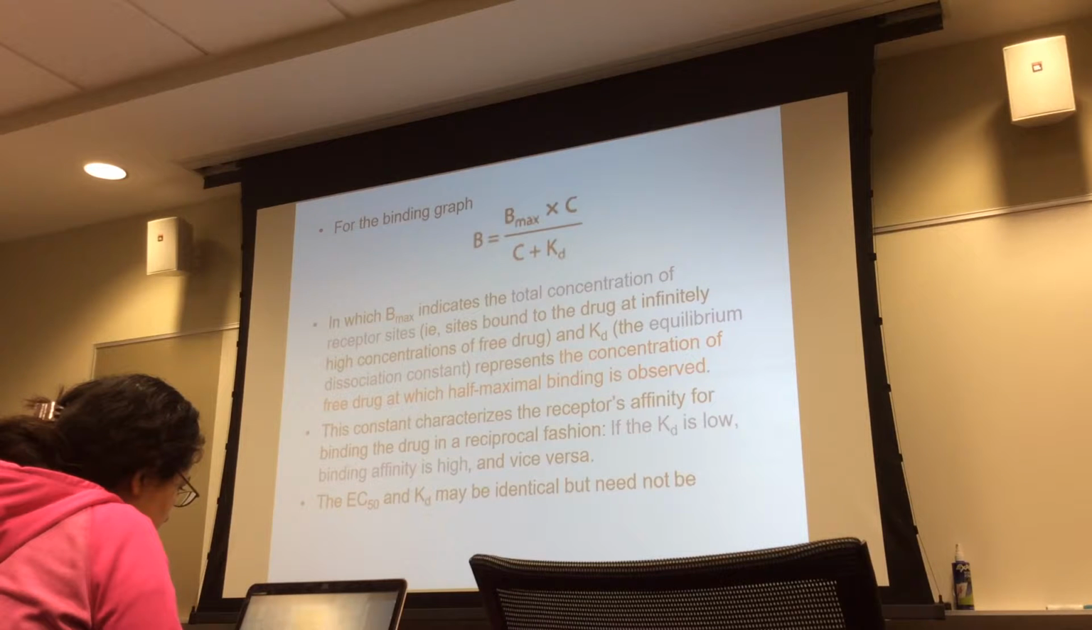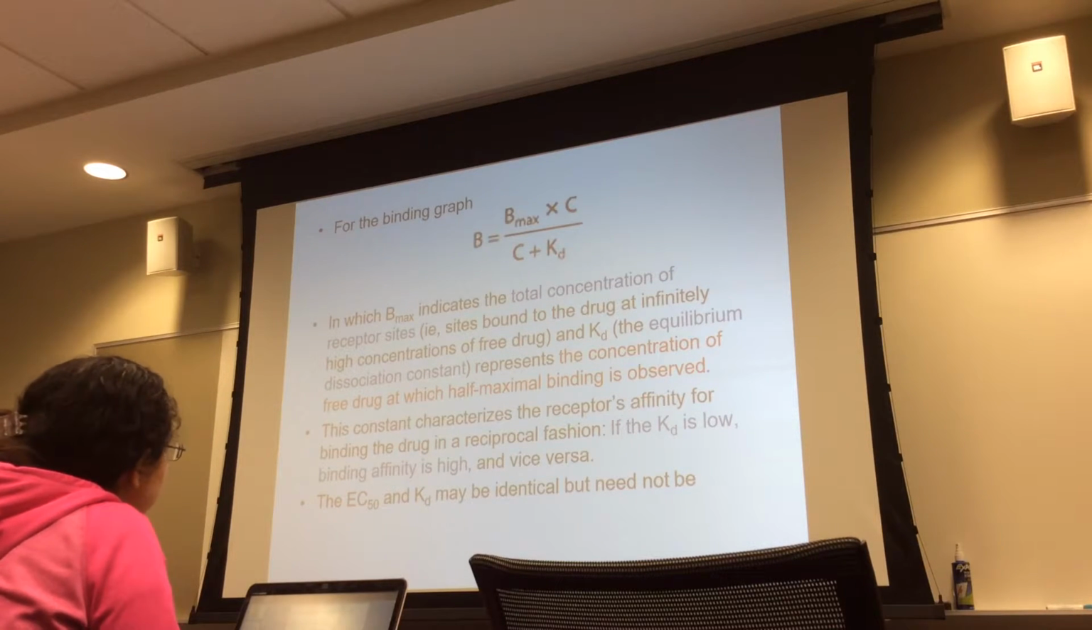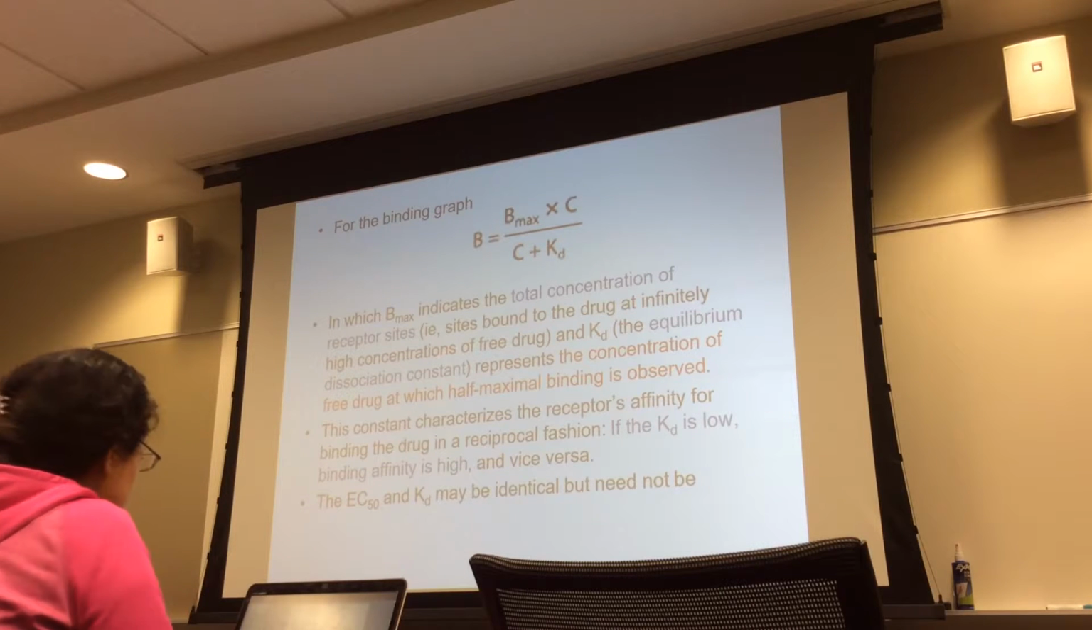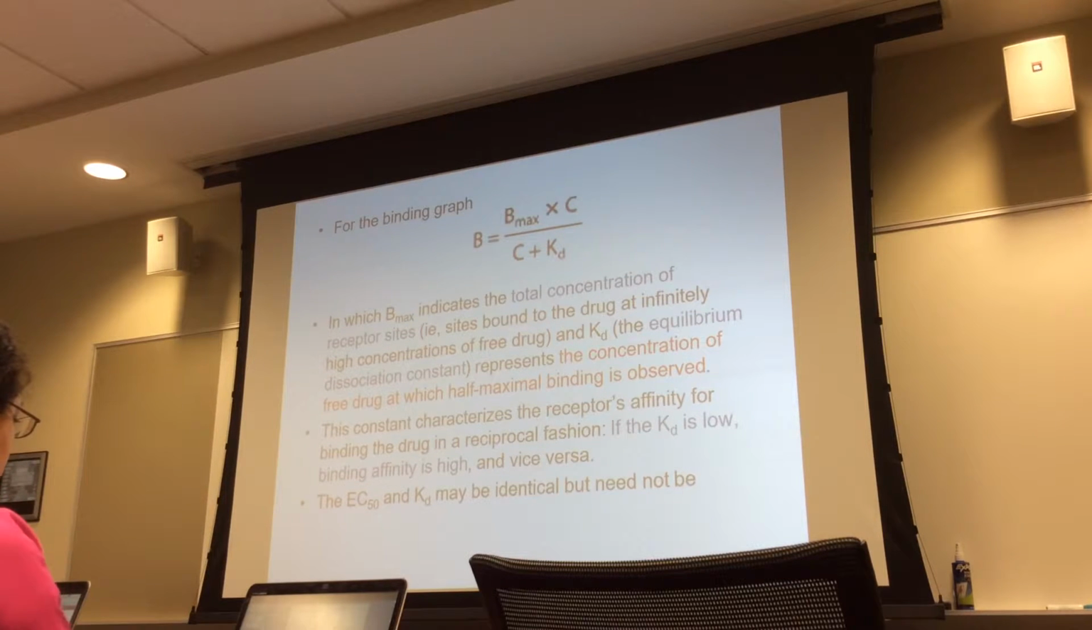Okay? For the binding, if you notice, it's almost exactly the same. You replace the E with a P. Instead of effect, it becomes binding, equals Pmax times the concentration of the drug you're adding divided by the concentration plus the KD, the equilibrium dissociation constant, which is the concentration of free drug at which half-maximal binding is observed, like half of the receptors are bound and half are still free.